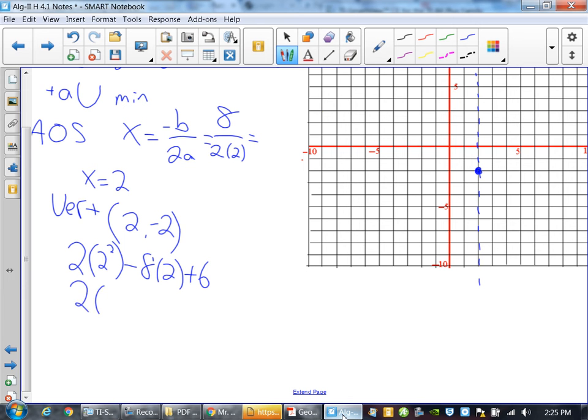And I do the same thing. So let's see, 9, 18 minus 24 plus 6 is 0. I just did substitution. That's it. So at 3, my y value is 0, which means at 1, what does it have to be? 0. Because it's what we call a symmetric twin.